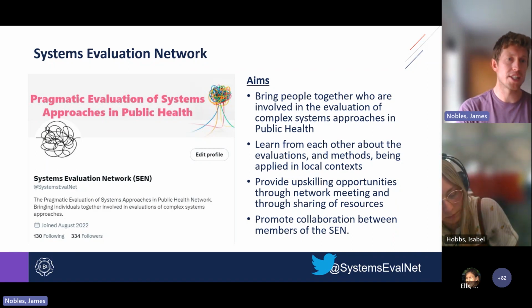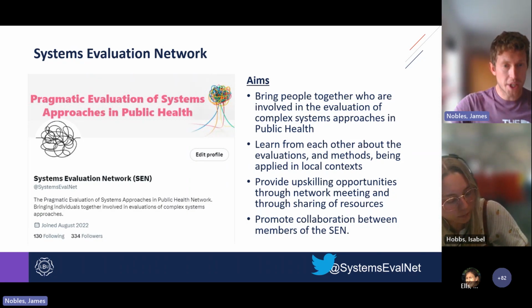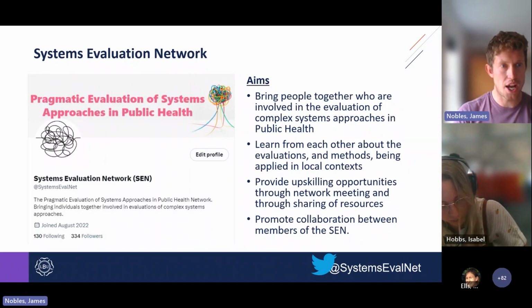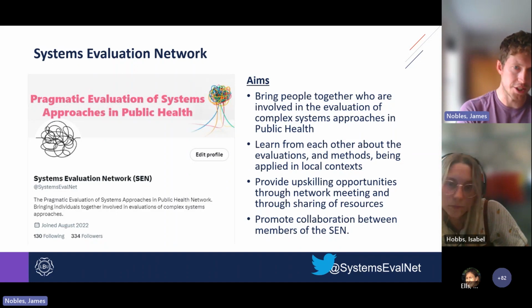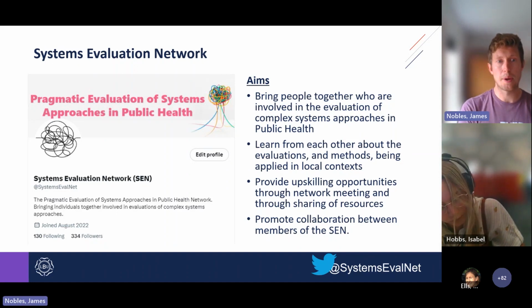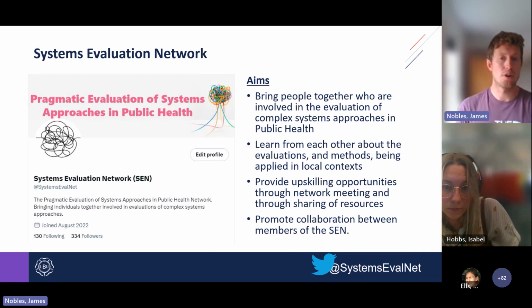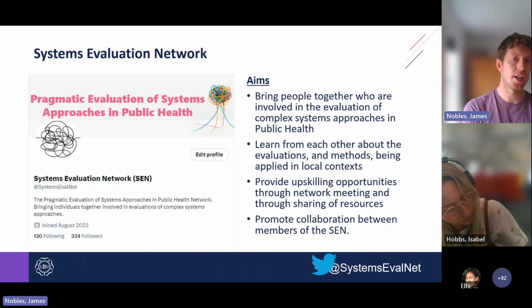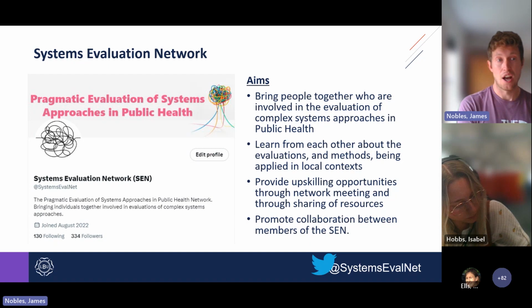When we initially pulled the network together, we found that so many people were grappling with a lot of the same challenges. Through facilitating these conversations, we can bring new ideas to the fore. We can share some of the challenges we've been experiencing, and also some of the ways in which we've overcome those challenges. So through this network, we provide upskilling opportunities for members, and also the sharing of resources. It's very much a network that's there to support academics, practitioners and policymakers who are working in the field of evaluation, in particular around the evaluation of systems approaches in public health.